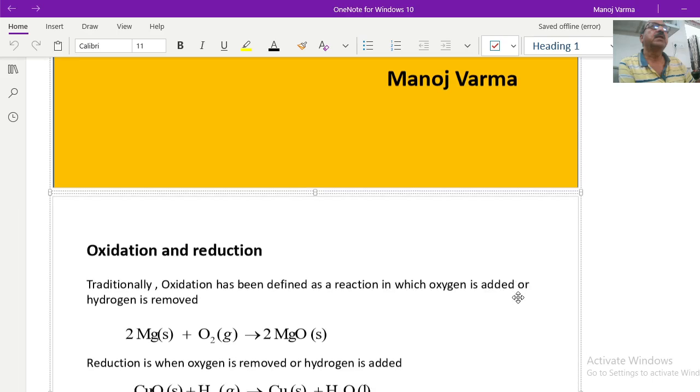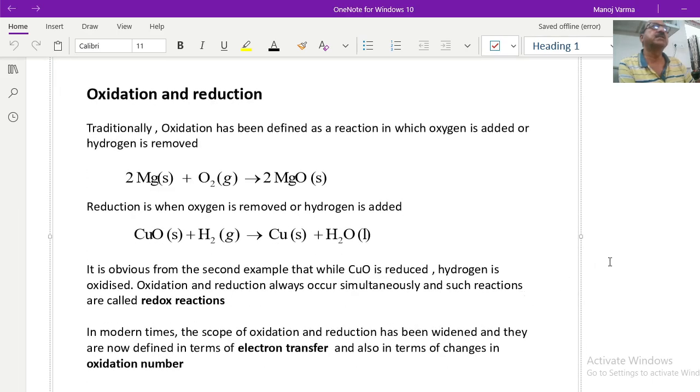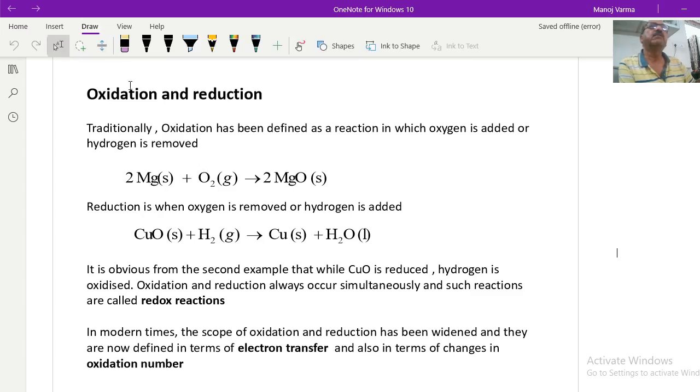So if you go to the traditional concept, then you know that oxidation has been defined as a reaction in which there is an addition of oxygen. So for example, in this reaction, magnesium combines with oxygen and forms magnesium oxide. So here oxygen has been added to magnesium. The addition of oxygen has been defined as oxidation. So for obvious reasons, we will say that magnesium has been oxidized to magnesium oxide.